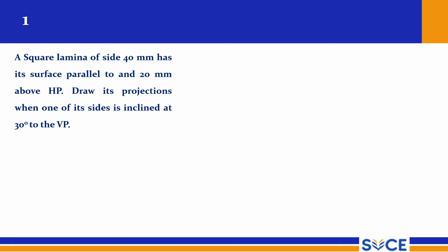So draw its projections when one of its sides is inclined at 30 degrees to VP. So one side is kept at 30 degrees to VP. It is not phi, but the side only kept at 30 degrees to VP. When you get the phi angle, then it is surface inclination. So surface inclination is different from side inclination. It is side inclination only. So you have to start the problem. It is only a one step problem. Only the side should be drawn at 30 degrees to VP, and that is how you have to start.